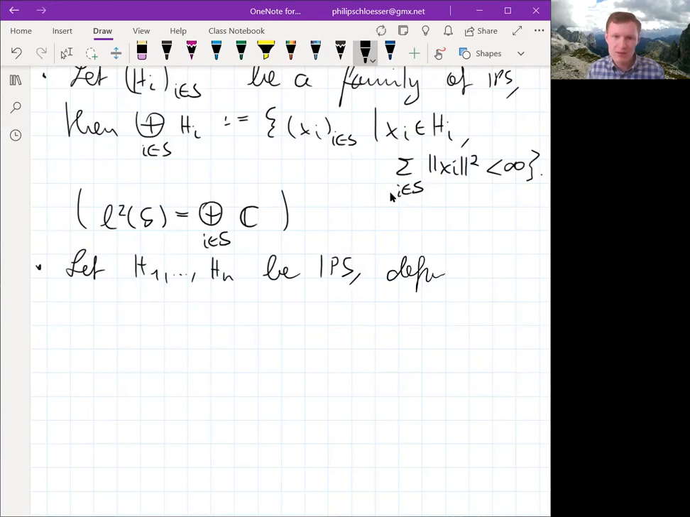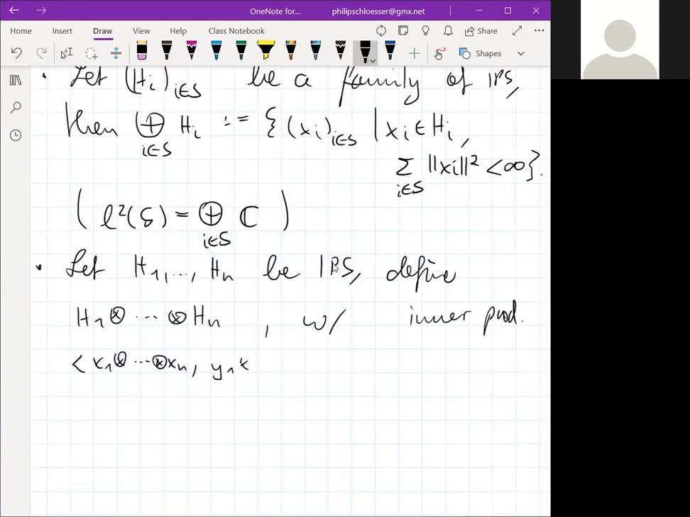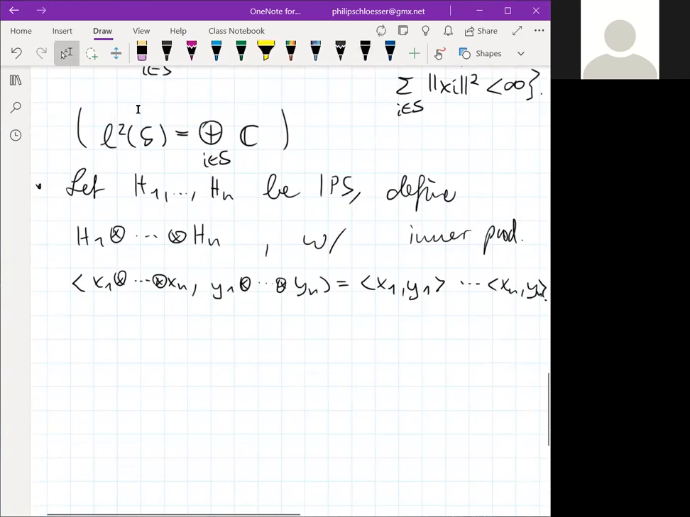And then we can define the tensor product of H1 until Hn. And here we really can only do it for finitely many. For infinitely many, this just doesn't work anymore. And as an inner product, we define it on elementary tensors to be the product of the binary terms, so x1, y1 times x2, y2, and so on. And then this is again an inner product space.